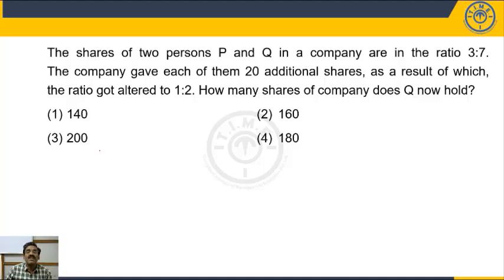The number of shares that they are having is given to be in the ratio 3:7. So let us assume P is having 3x shares and Q is having 7x shares. Each of them is given an additional 20.